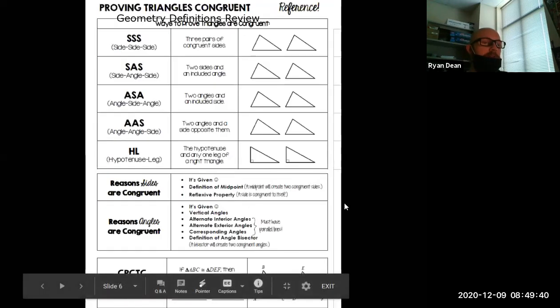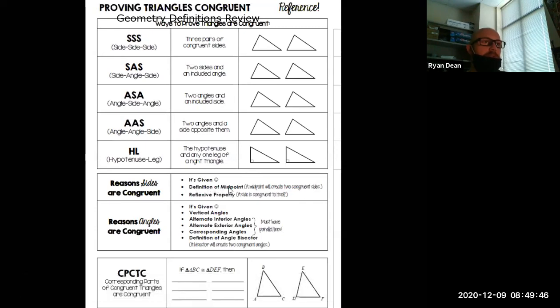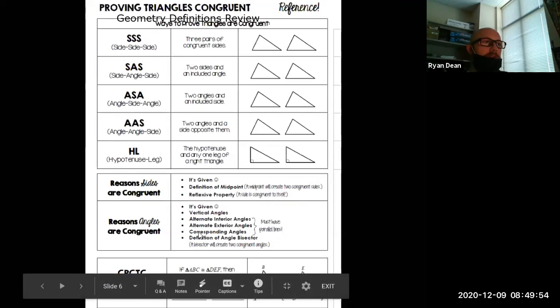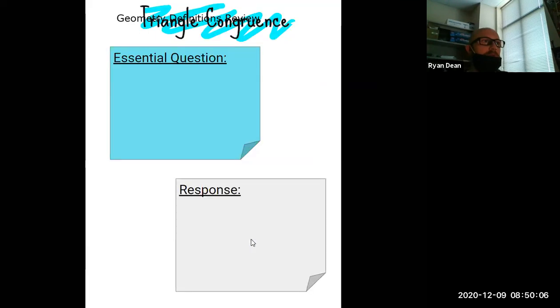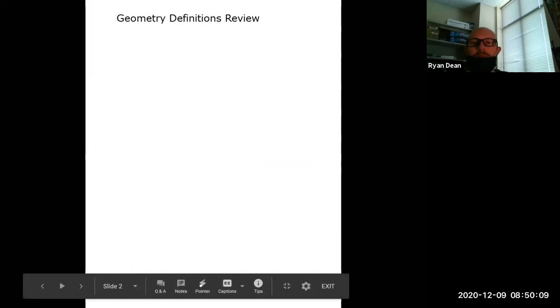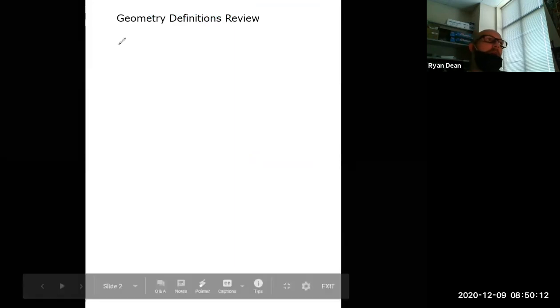Here on this slide, okay, there are a bunch of definitions that we're going to use, okay? So we need to revisit the definition of midpoint, the reflexive property, vertical angles, alternate interior, alternate exterior, corresponding, and angle bisector, okay? So these are all of the things that we're going to review in this first portion of the unit. Okay, so we're just going to work our way from the top down. And the first one was congruent. Congruent. So when we have something that is congruent, okay, what does that mean?